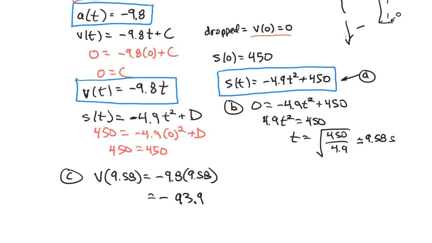Let's make sure we always put the units on these. This is velocity. It's meters per second, right? Velocity, change in position over change in time. Position is in meters, time is in seconds, so velocity is meters per second. And what's the significance of the negative? Remember, the negative means it's going down, right? So the velocity is negative 93.9 meters per second. It's going down at 93.9 meters per second.